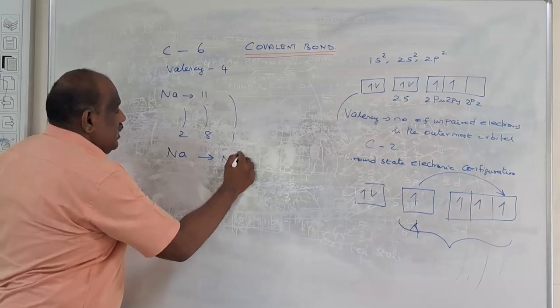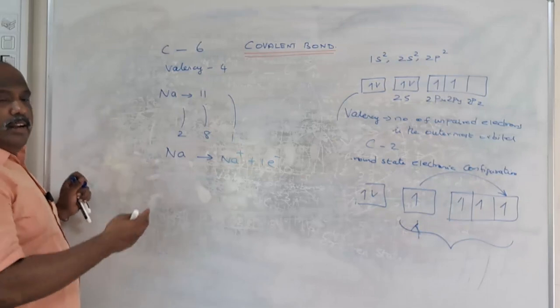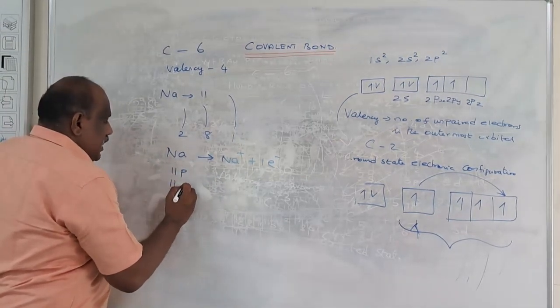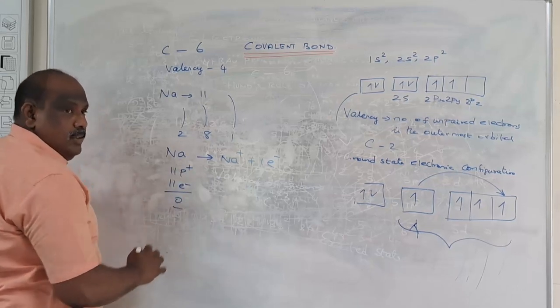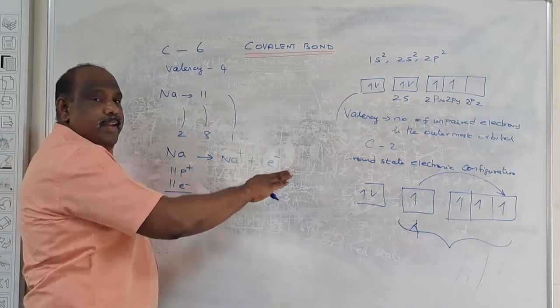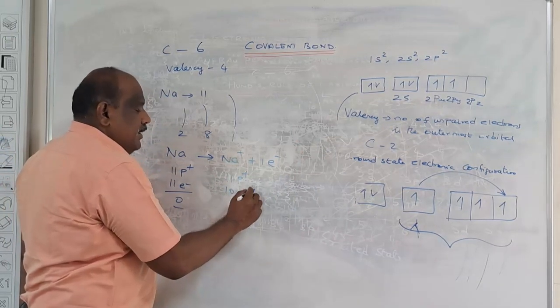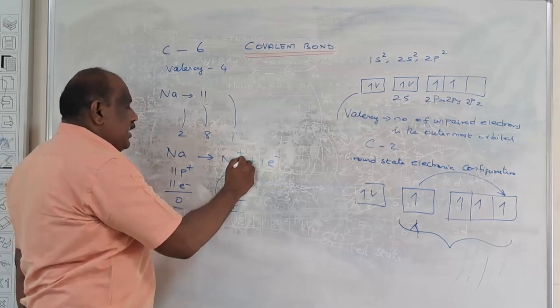This I already told in ionic bond. In the sodium atom, the number of protons is 11 and the number of electrons is 11, so the charge is 0. Whereas here, one electron has moved away, so the number of protons is 11 but the number of electrons is only 10. So what is the total charge? It will be 1 positive. That positive only we have written like this.